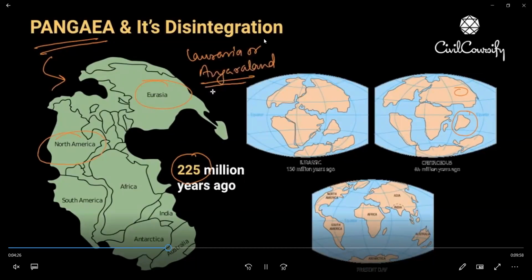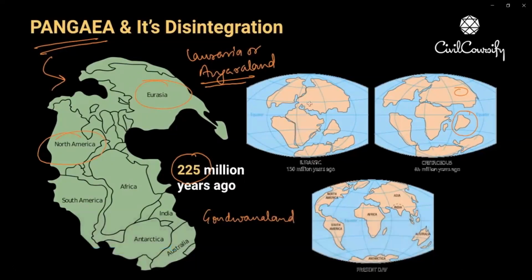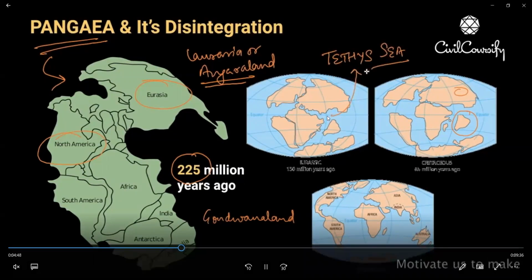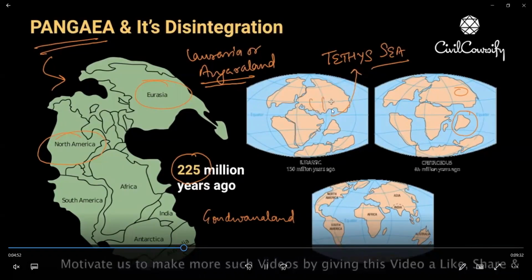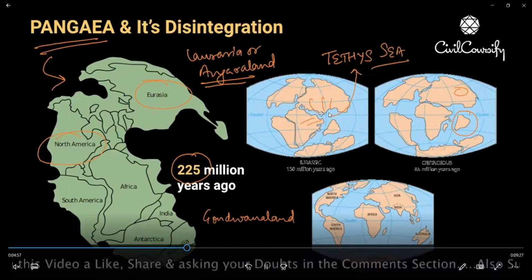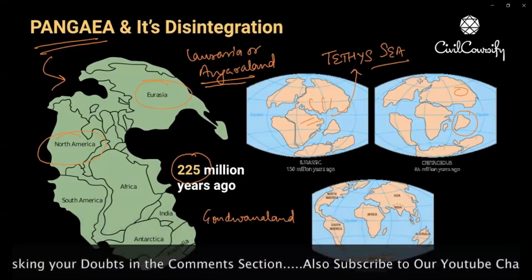So here we have our Angara land, we have Gondwana land, and we have India as a part of the Gondwana land, a part of the Indo-Australian plate, where due to the drifting and the fragmentation of the Gondwana land, we can see a drift of the peninsular part of India towards the north. Now, what was this sea between the two plates? This was known as the Tethys Sea. It was a very shallow and narrow sea, and it was comprised of a lot of sediments.